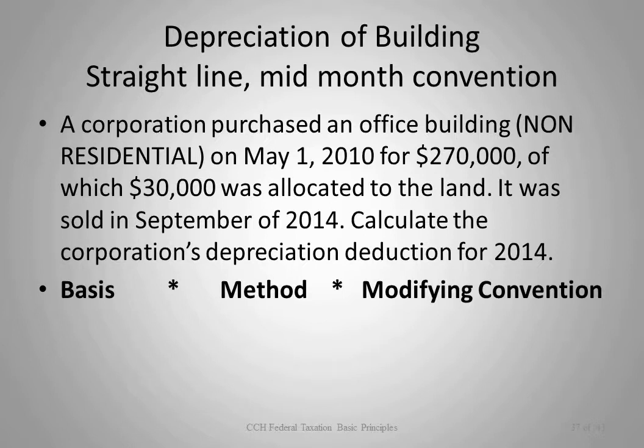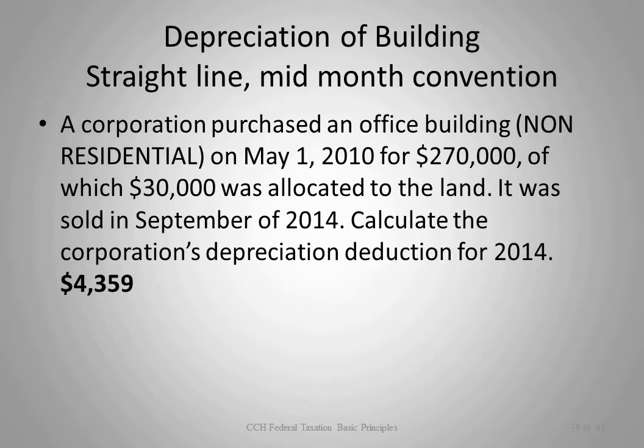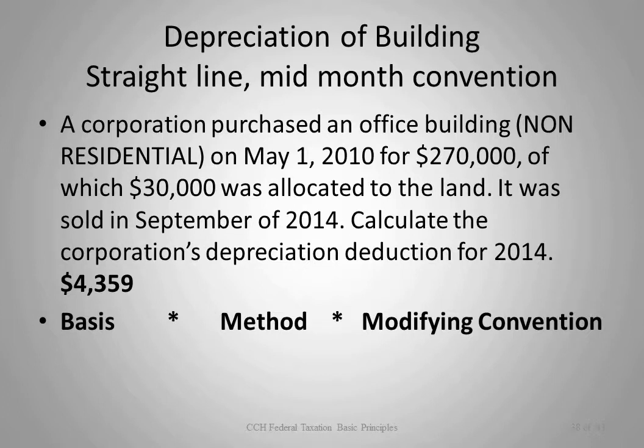The method, well, it's residential. Do you remember what the useful life for residential is? If not, you have a checklist for that, right? You can look it up. Modifying convention, do we need one? We need one if it's the year we bought or the year we sold. So think about all that for a minute, and we'll move on to the solution. All right, while you're thinking, I'm putting the facts back down here and the answer, 4359. So you should be able to come up with 4359 by determining the appropriate basis, method, and modifying convention.